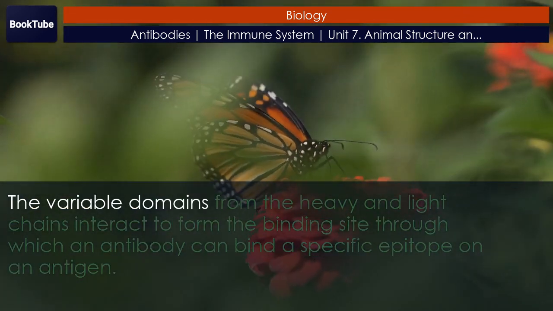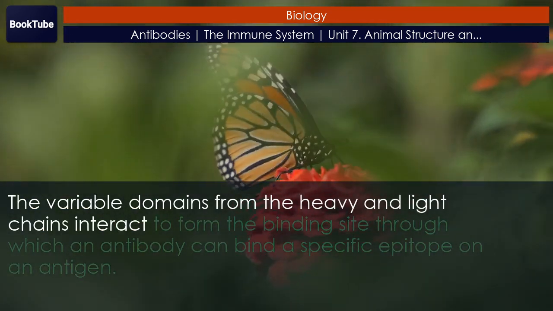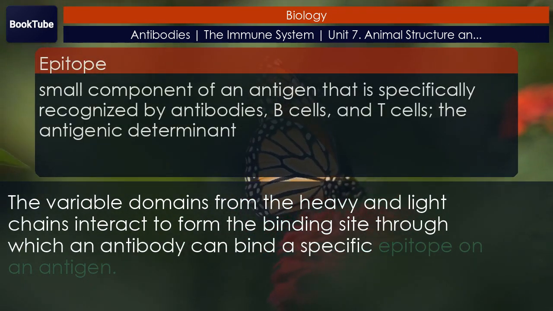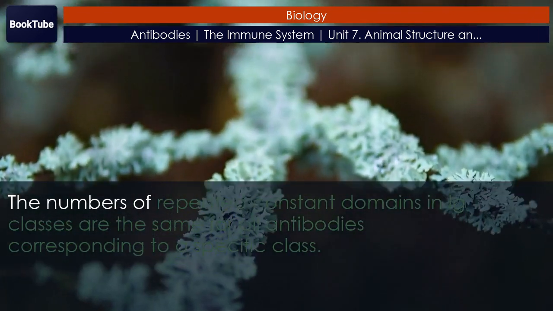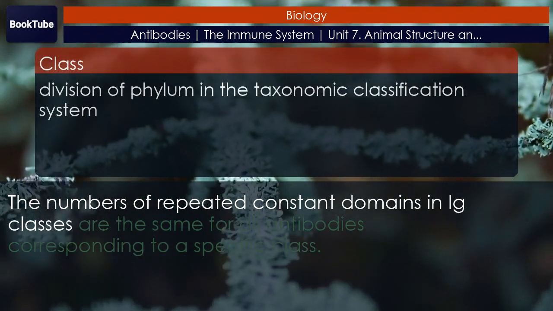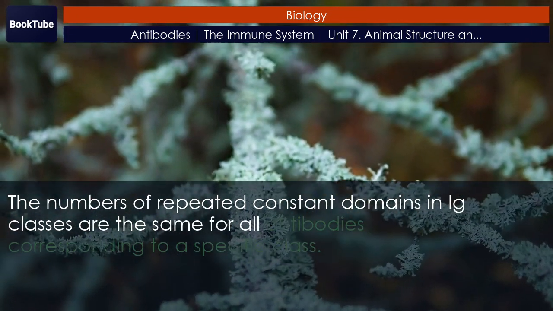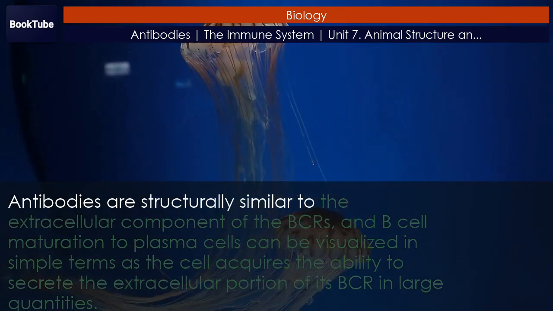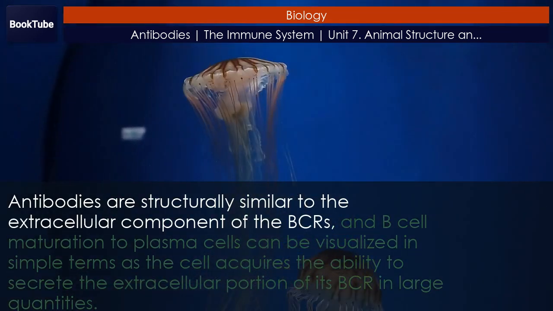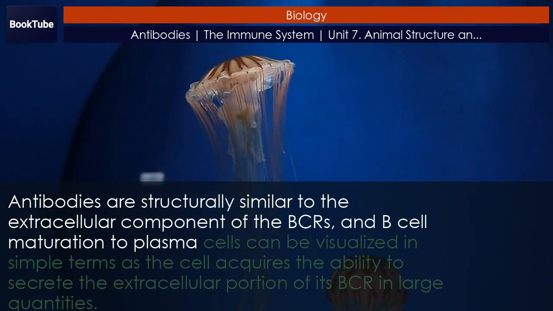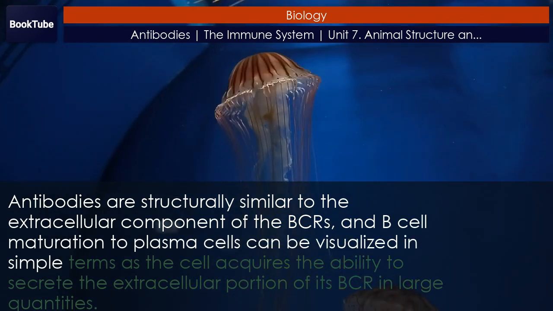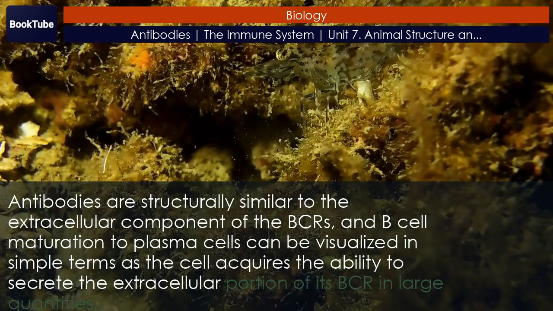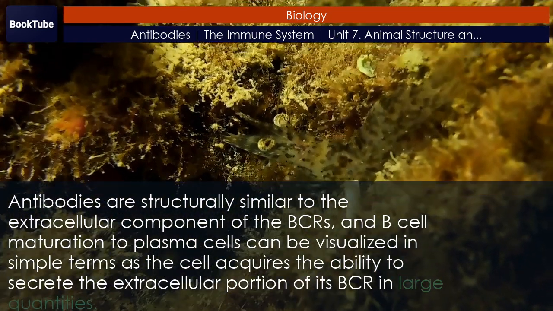The variable domains from the heavy and light chains interact to form the binding site through which an antibody can bind a specific epitope on an antigen. The numbers of repeated constant domains in Ig classes are the same for all antibodies corresponding to a specific class. Antibodies are structurally similar to the extracellular component of the BCRs, and B-cell maturation to plasma cells can be visualized in simple terms as the cell acquires the ability to secrete the extracellular portion of its BCR in large quantities.